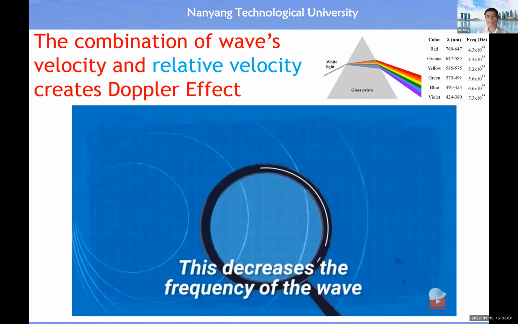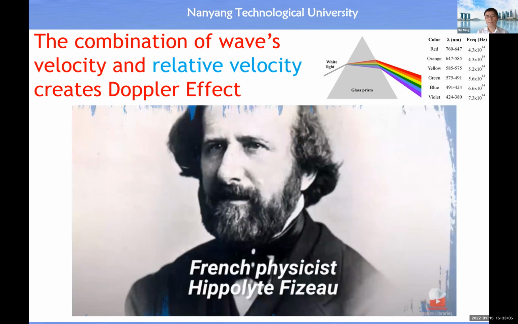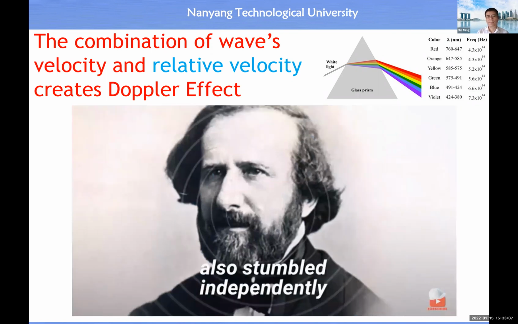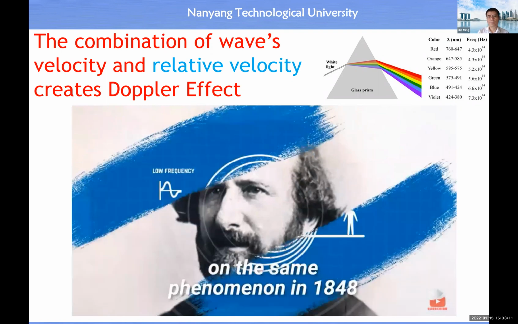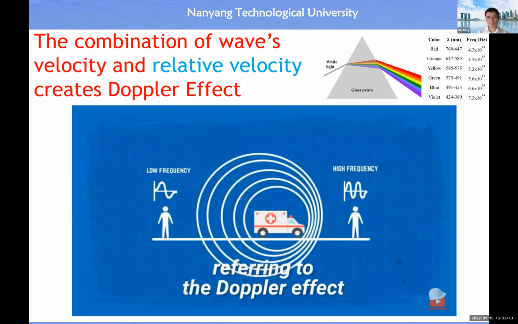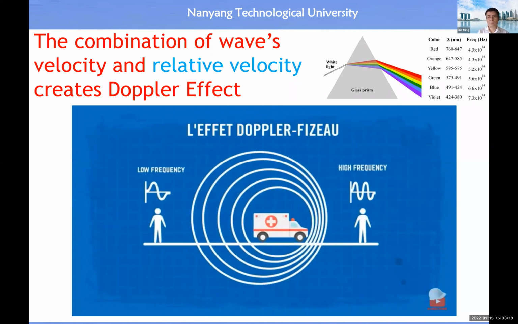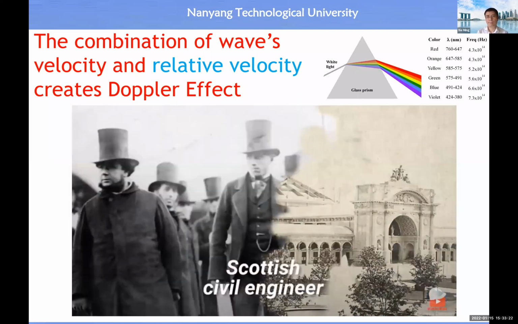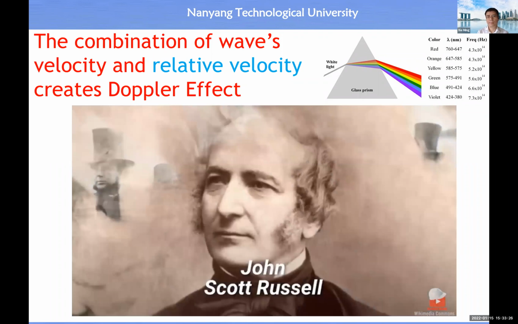Meanwhile, French physicist Hippolyte Fizeau also stumbled independently on the same phenomenon in 1848. This has led to the French referring to the Doppler effect as the effet Doppler-Fizeau. Finally, also in 1848, Scottish civil engineer, naval architect, and shipbuilder John Scott Russell made an experimental study of the Doppler effect that proved Doppler's theory.